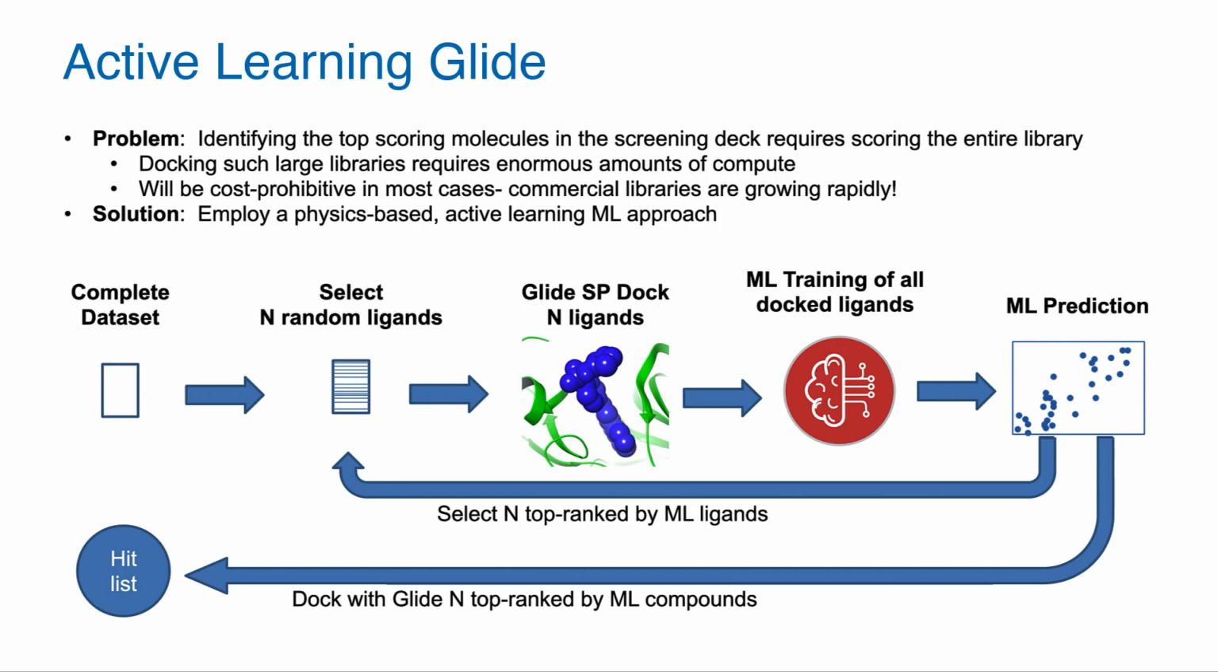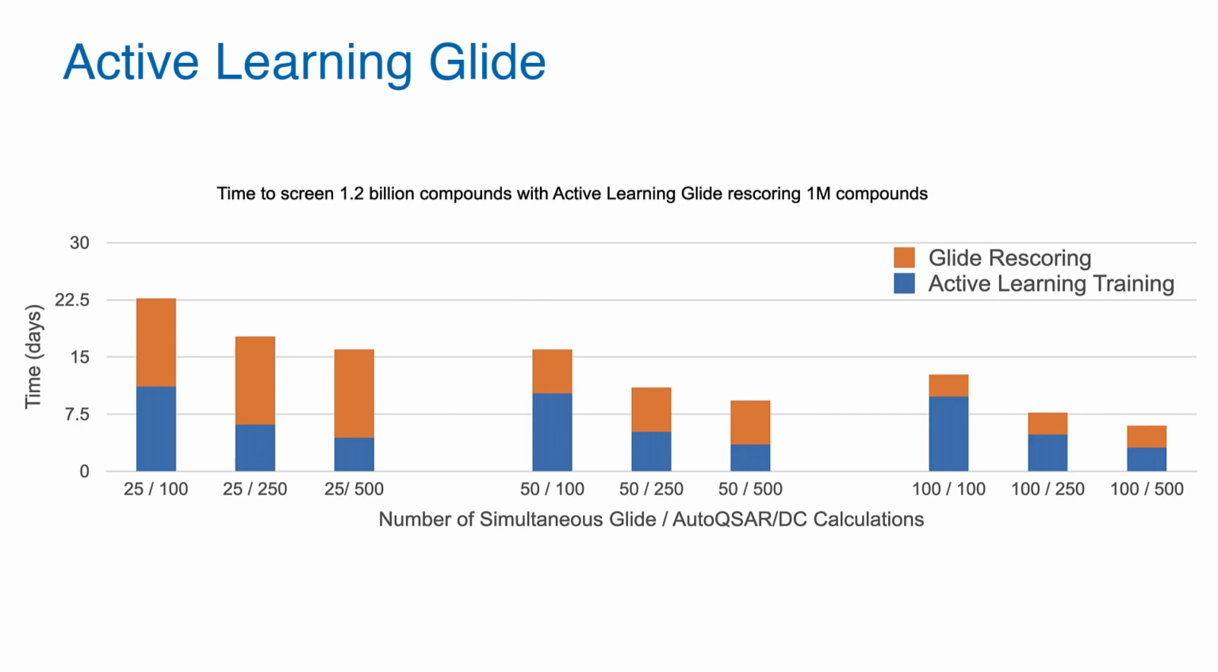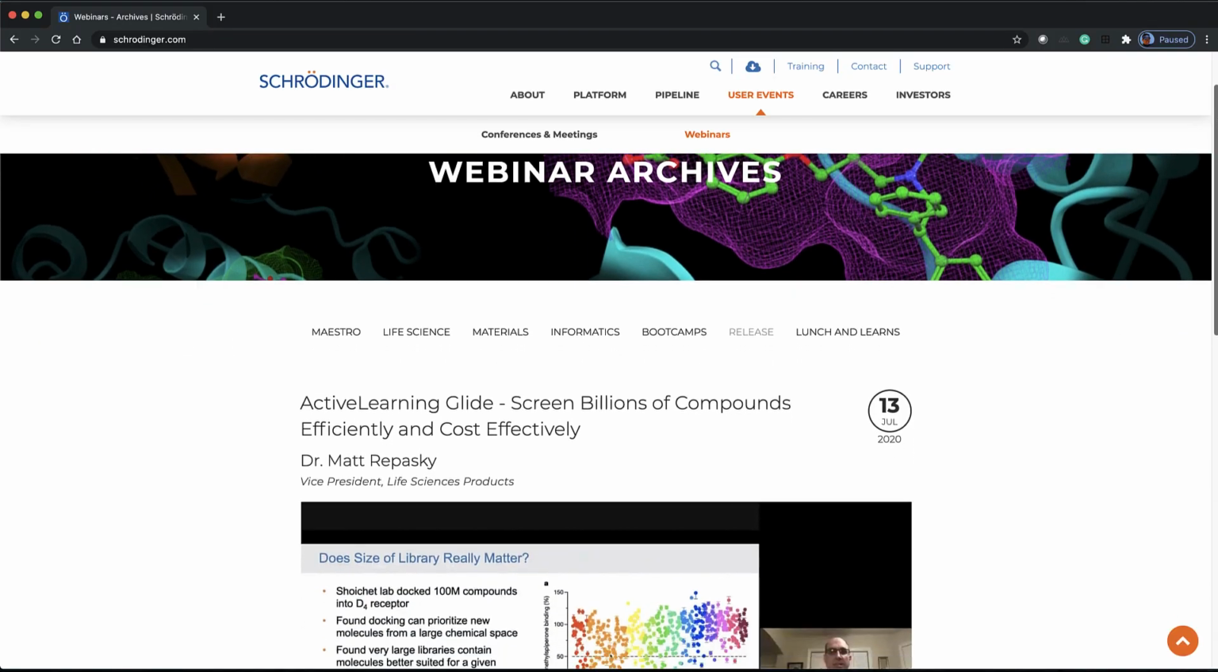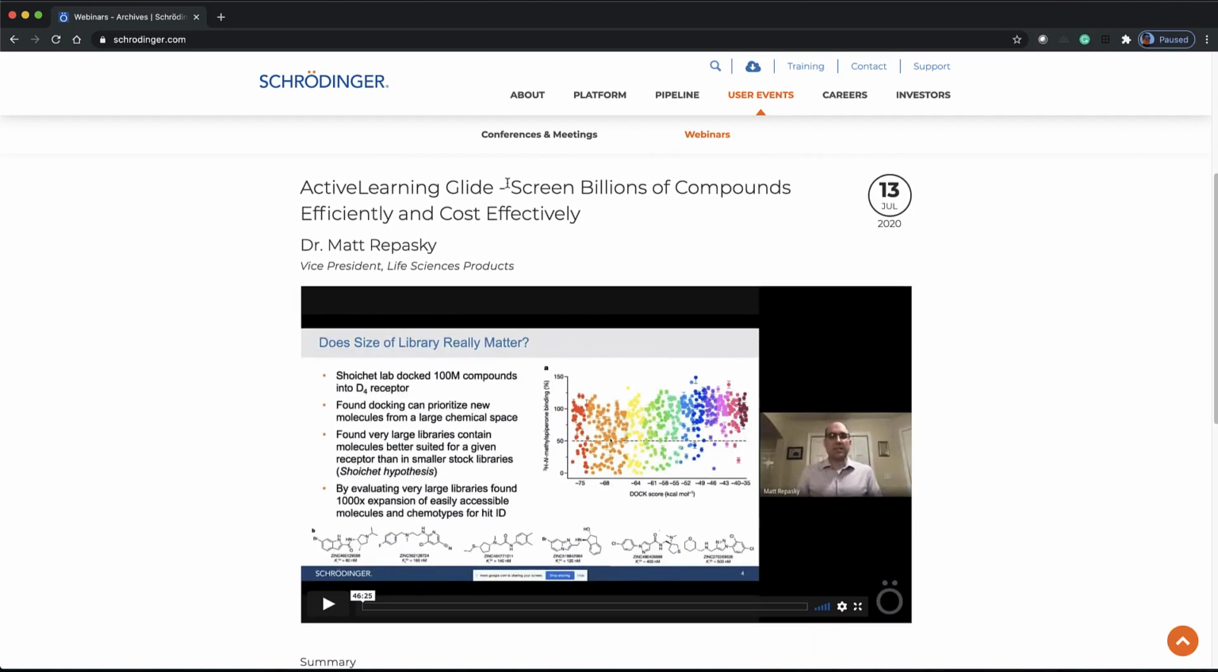for docking. As shown here, to screen 1.2 billion compounds with Active Learning Glide, in which 1 million compounds are rescored with docking, time to completion is measured in days as opposed to using a brute force approach which would take several years with the same computing resources. To learn more, check out the Active Learning Glide presentation from our recent Summer of Science webinar series. See links in the description.